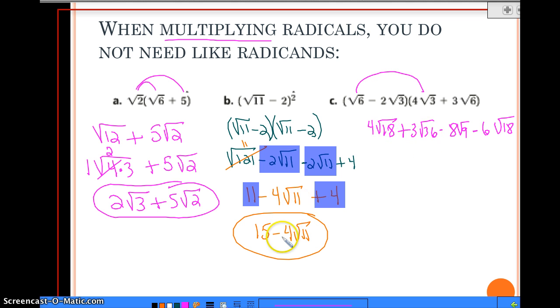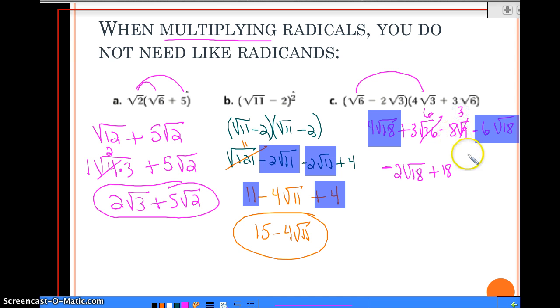So let's simplify what we can here. Perfect squares, that'd be 6, that would be 3. And 4 root 18 is a like term with negative 6 root 18. So those guys combine to negative 2 root 18. And we got 6 times 3 is 18.